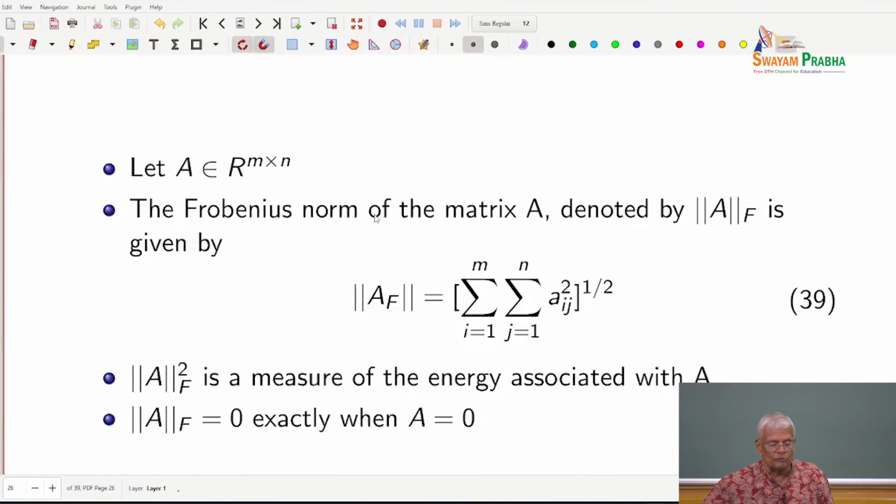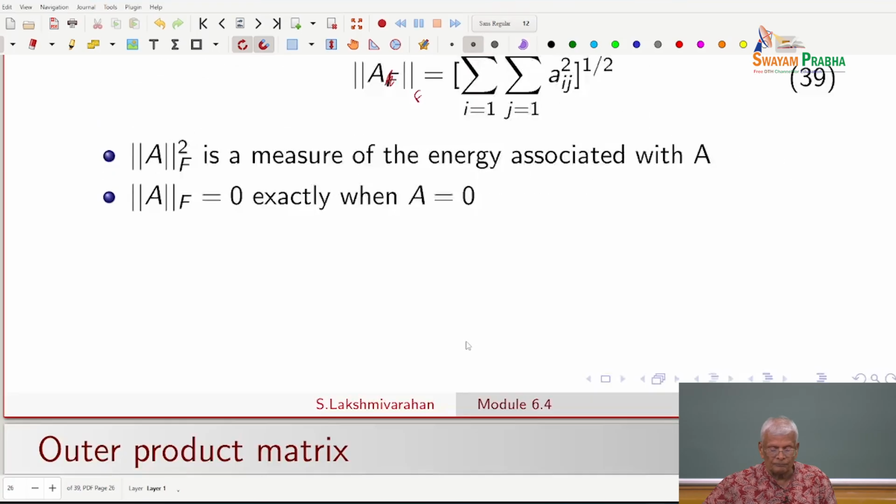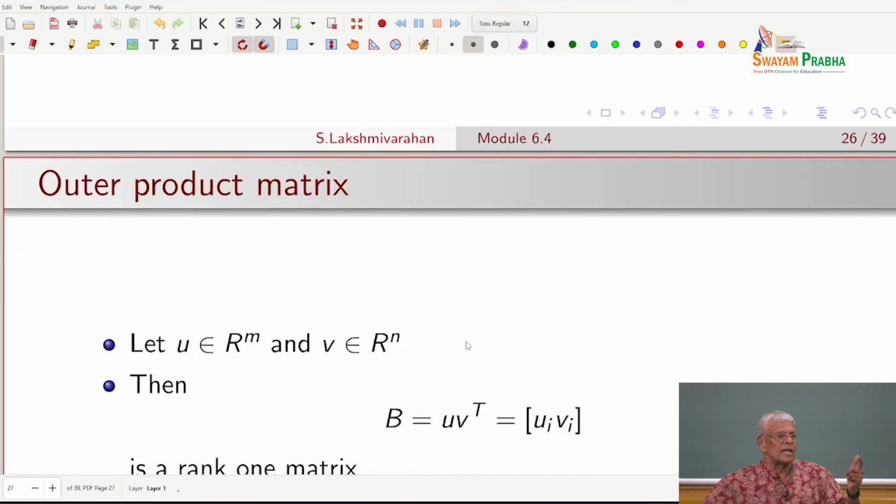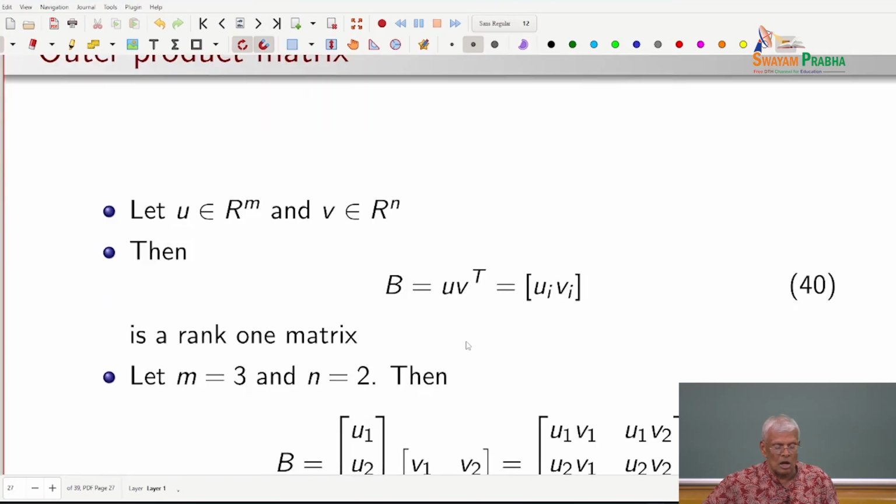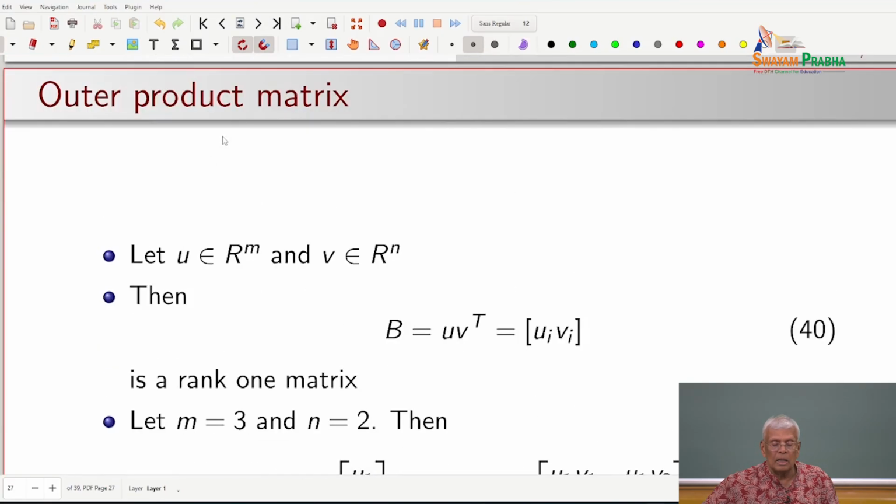The second one is called the Frobenius norm. We have already talked about the Frobenius norm. The Frobenius norm is simply the square root of the sum of the squares of the elements of the matrix. So we consider this the Frobenius norm. It is a measure of the energy associated with the matrix. If the matrix A is 0, the energy is 0. So I can measure the energy of a vector by the Euclidean norm, and the energy of the matrix by the Frobenius norm. Now we have an outer product matrix.